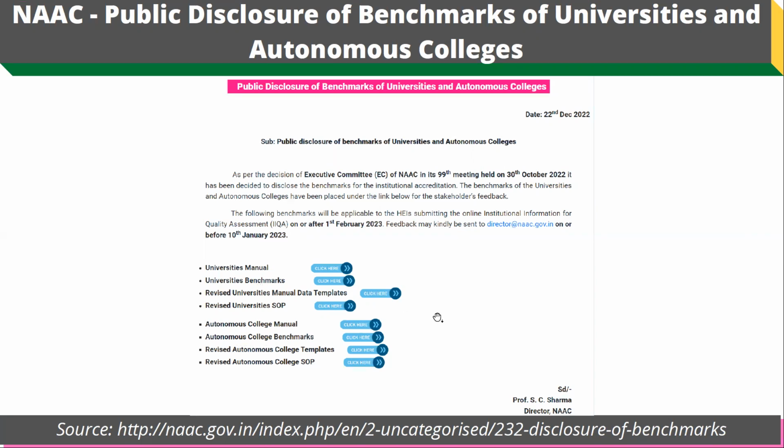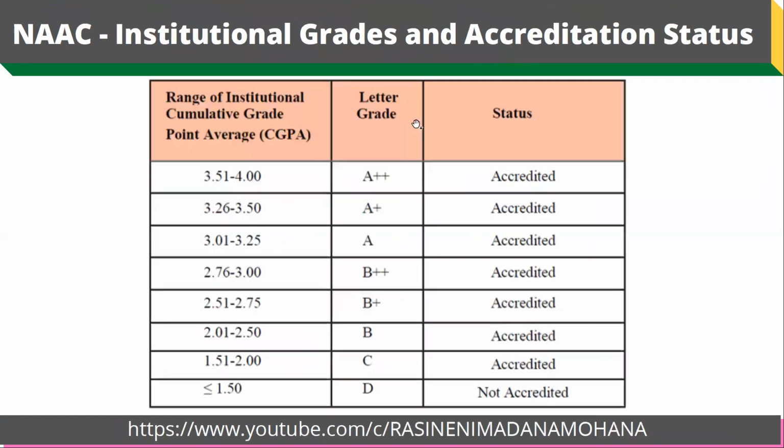This is the NAAC circular showing the disclosure of benchmarks of universities and autonomous colleges. Whether it is a university, autonomous college, or affiliated and constituent college, for any institution of any category, the grades are the same. This is the grade sheet: range of institutional cumulative grade point average, CGPA. Based on the CGPA, the equivalent letter grade, then the status of accreditation, accredited or not accredited.